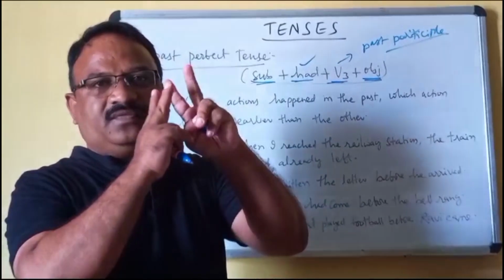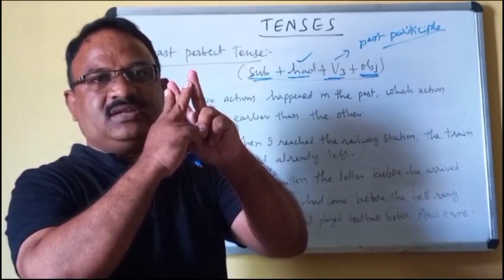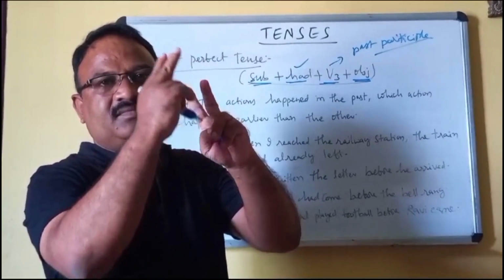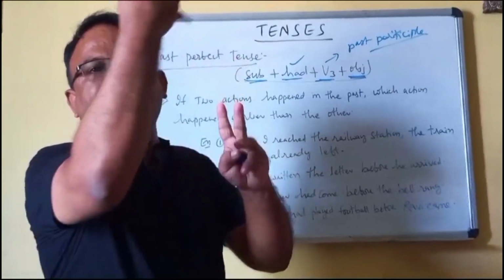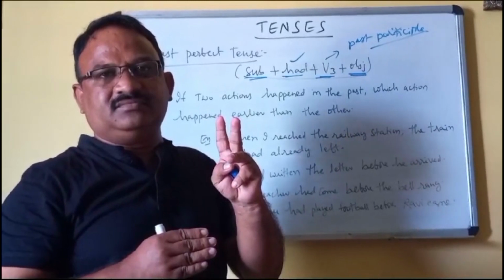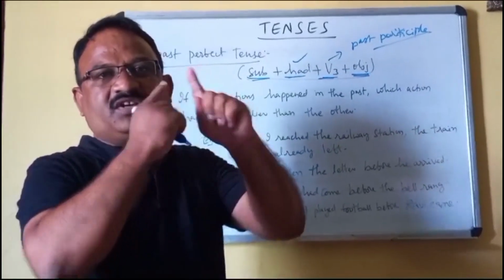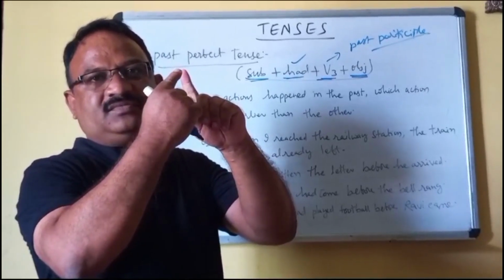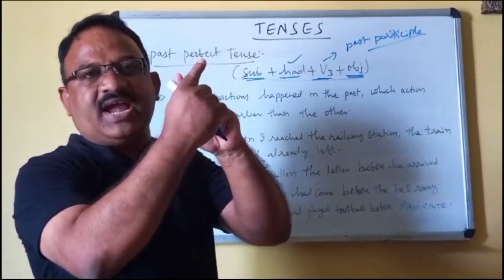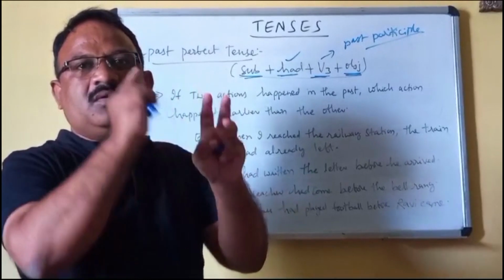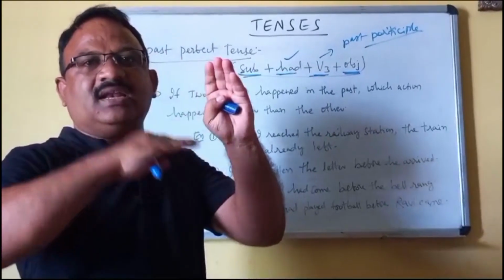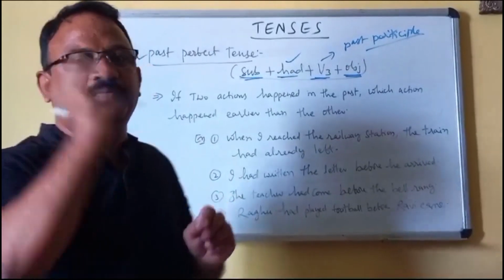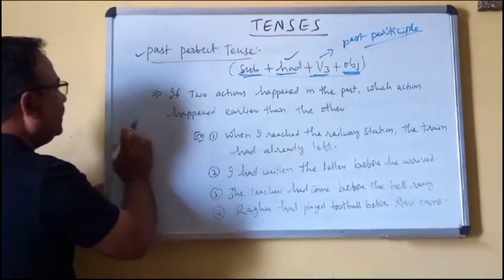Understand? If there are two past actions, which one had been done earlier than the other? That means the first action, which one was completed first, for that first action you have to use past perfect tense. The latter action, the second action, you have to use simple past tense. Simple, you can say.